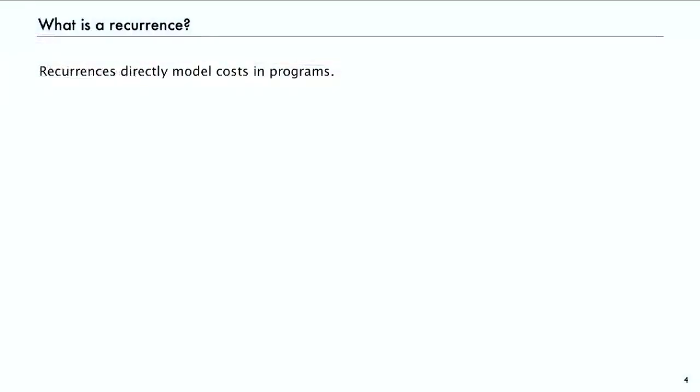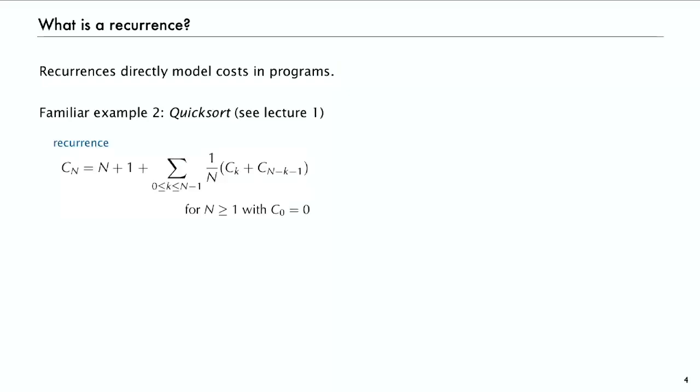Now, as we saw in the last lecture, recurrences directly model costs in programs. For example, we talked about quicksort, and it's a much more complicated recurrence, but it still has the same property that every term in the sequence, in this case the sequence defines the running time of quicksort, or the number of compares taken by quicksort. Every term in the sequence is defined in terms of earlier terms in the sequence.